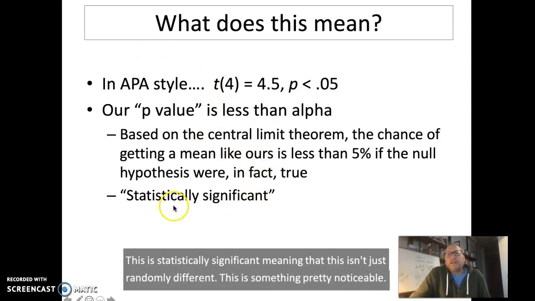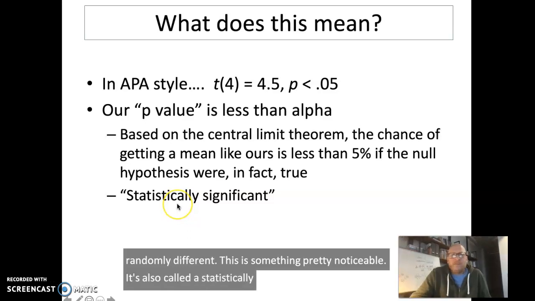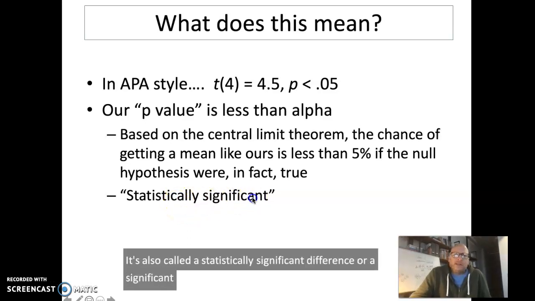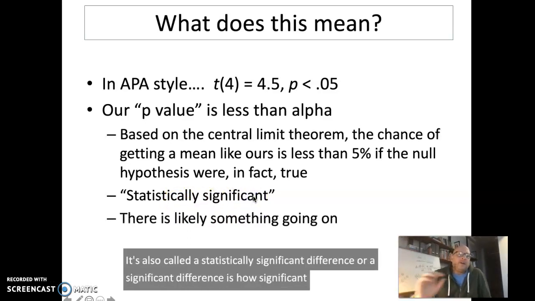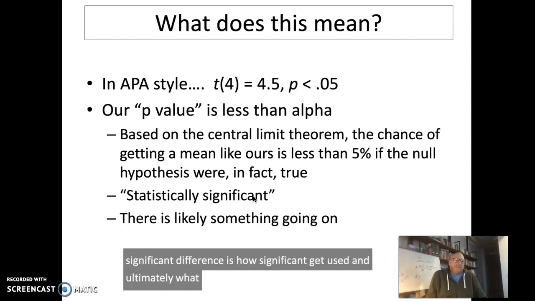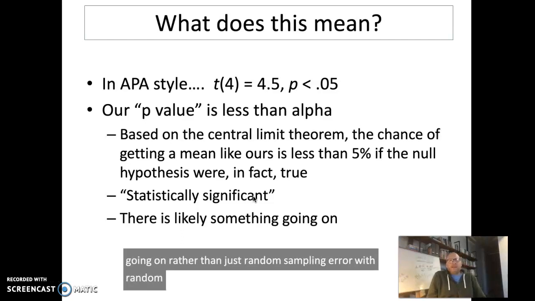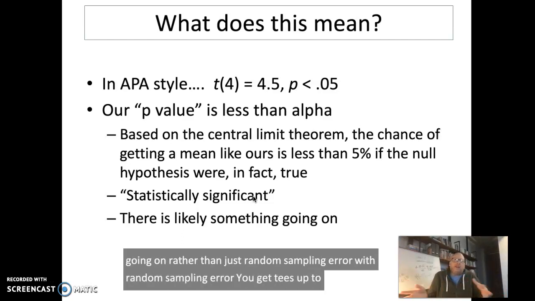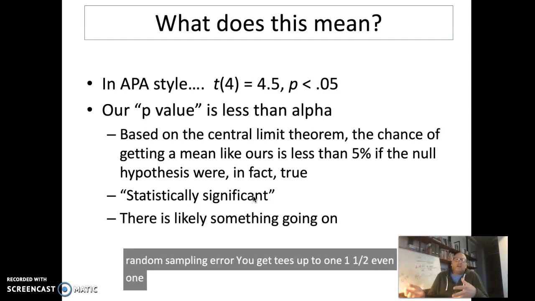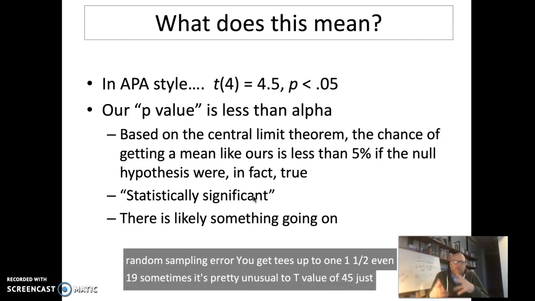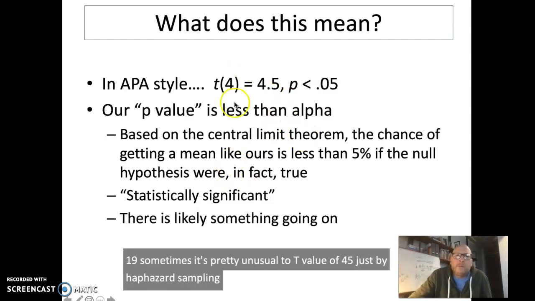It's also called a statistically significant difference or a significant difference. That's how significance gets used. And ultimately what this means is there's likely to be something going on rather than just random sampling error. With random sampling error, you get t's up to 1, 1.5, even 1.9 sometimes. It's pretty unusual to get a t-value of 4.5 just by haphazard sampling. So something's probably going on.